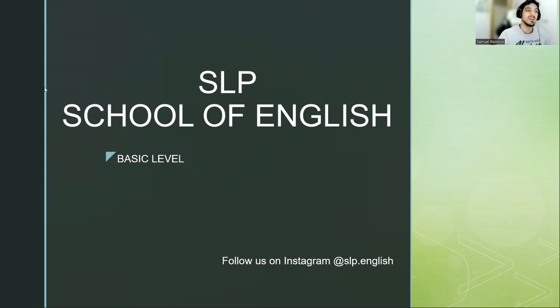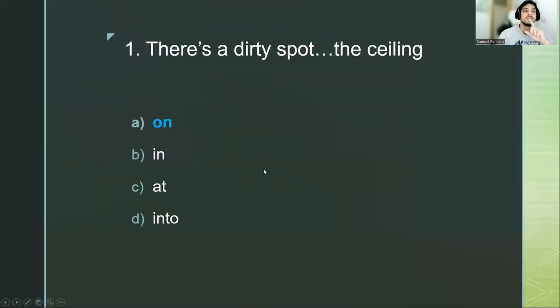Are you ready for the class? Let's go. Okay, so first question. There's a dirty spot on the ceiling. There is a dirty spot, una mancha, on the ceiling. Do you know the word ceiling? El techo? Okay, yes. So we have to choose a preposition. Okay, and we get 4. On, in, at, into. So the correct one is on.